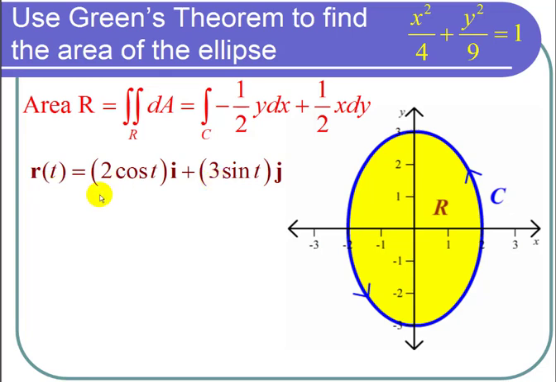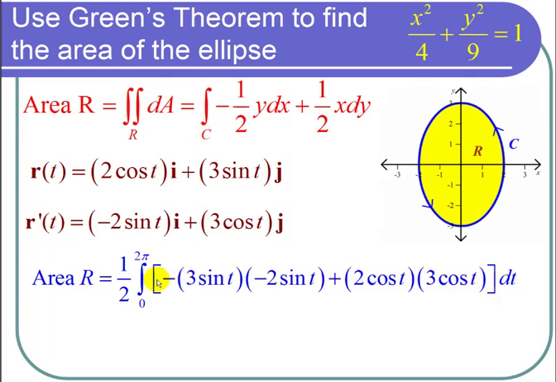Let's find r prime of t. The derivative of 2 cosine t is negative 2 sine t, and the derivative of 3 sine t is 3 cosine t. So now I can put all this together and say that the area of the region R is equal to the line integral over the curve C, and I can pull the 1/2 outside. Because we're looking at an ellipse, t is an angle, so it goes from 0 all the way around to 2 pi, so the integral goes from 0 to 2 pi.